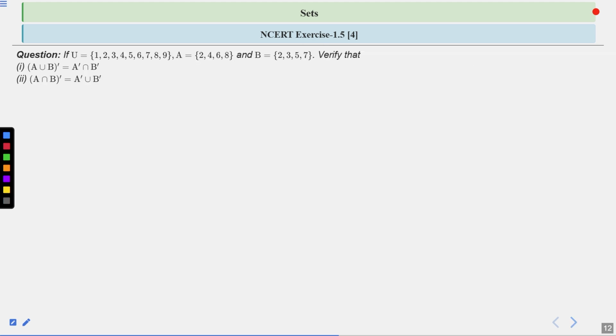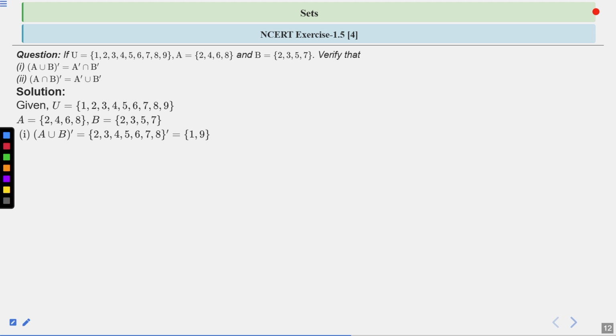Very simple to verify. So, solution. Starting with the given information: the universal set has 9 elements, and A and B are sets with 4 elements each. Now, for first, A union B whole complement is very simple. Find out the A union B.